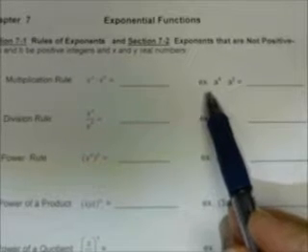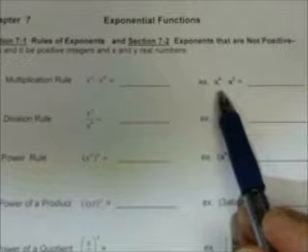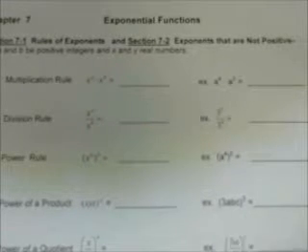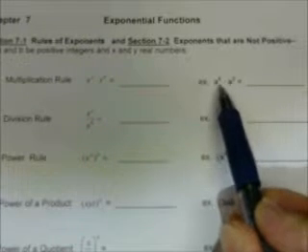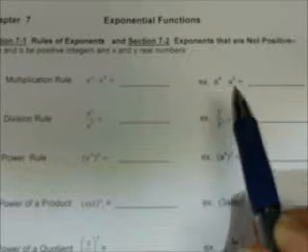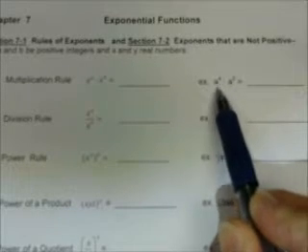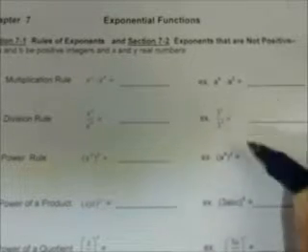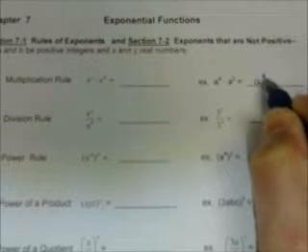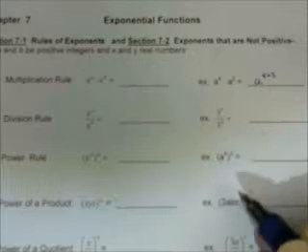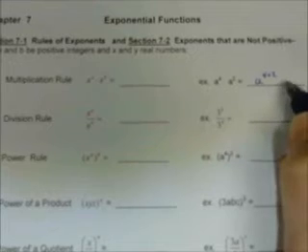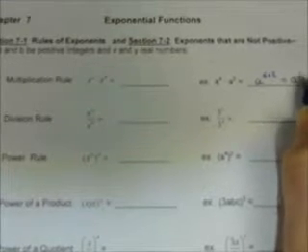Looking at the first example, we have a to the fourth times a to the second. Well, you've learned in previous years that when you have the same bases, a is the base, the 4 and the 2 are exponents. You've learned that when you're multiplying, what is it that you do with the exponents? You would add them. So we would have a to the 4 plus 2, which would equal a to the sixth.